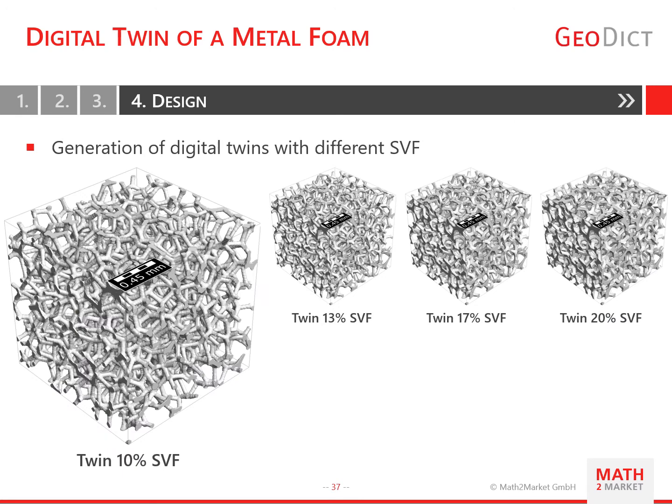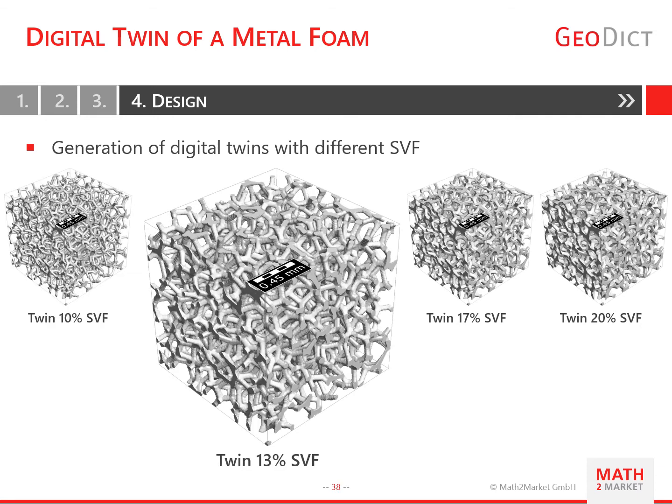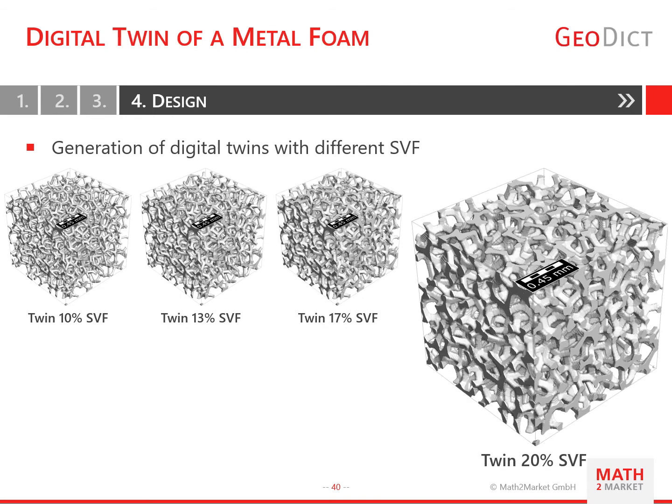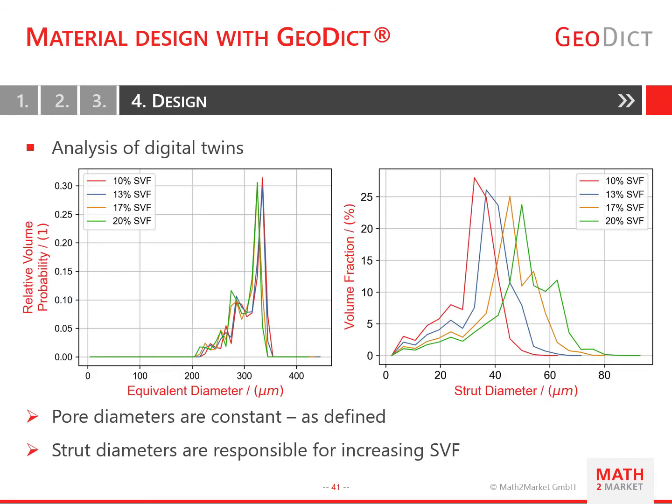Based on the first digital twin, we started to change the solid volume fraction. We made a twin with a solid volume fraction of 10%, 13%, 17%, and 20%. The pore diameter was kept constant. In the left diagram you can see that this really is the case. But if the pore diameter does not change, something else must. And this is the strut diameter. On the right you can see that the strut diameter grows with increasing solid volume fraction.